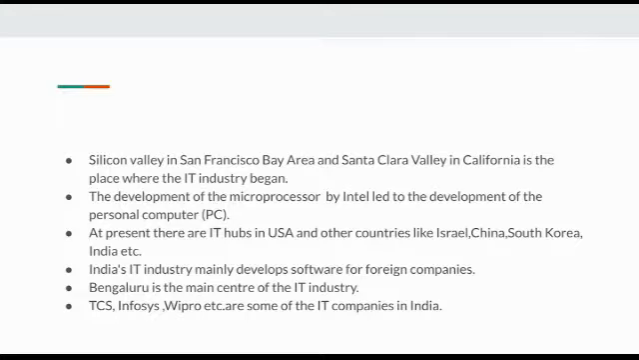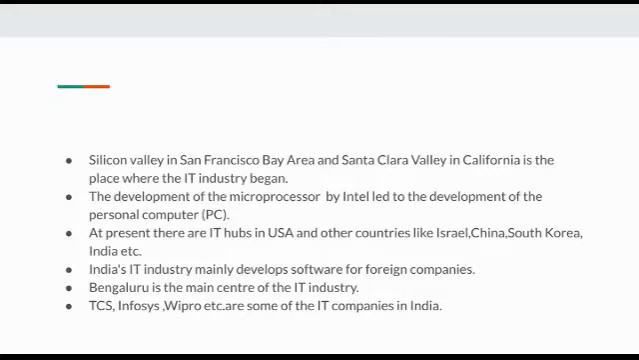Okay, then what about India's IT companies? India's IT industry mainly develops software for foreign companies. So that is what we are concentrated on: making software. We already said some companies give importance to different parts of the computer. The Indian IT industry gives more importance to software for foreign companies. Our main IT center, our IT giant like Silicon Valley, is in Bangalore.